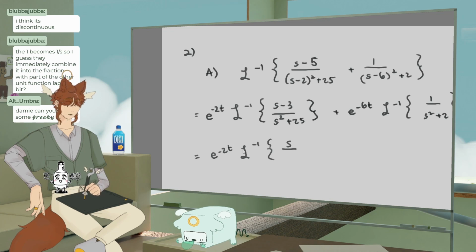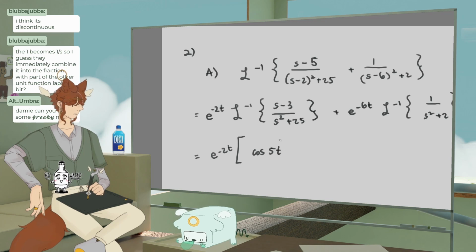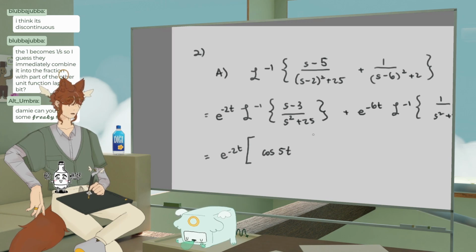We all know that's cosine. That's a funny little cosine of 5t. So we're gonna go cosine of 5t. Now, it's shifted after, so we don't have to worry about that because that shift is taken care of.